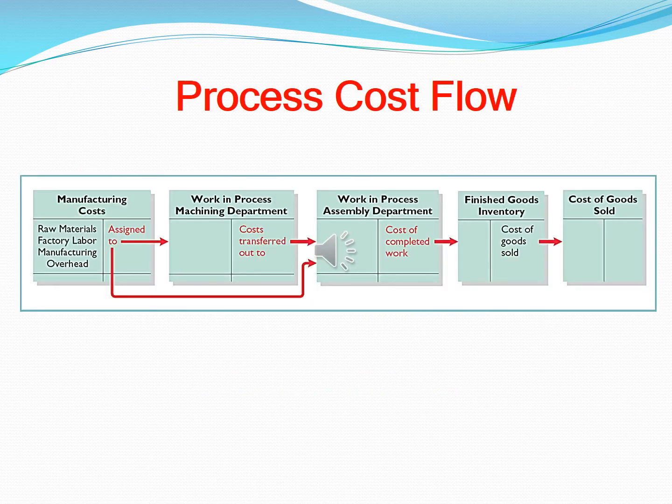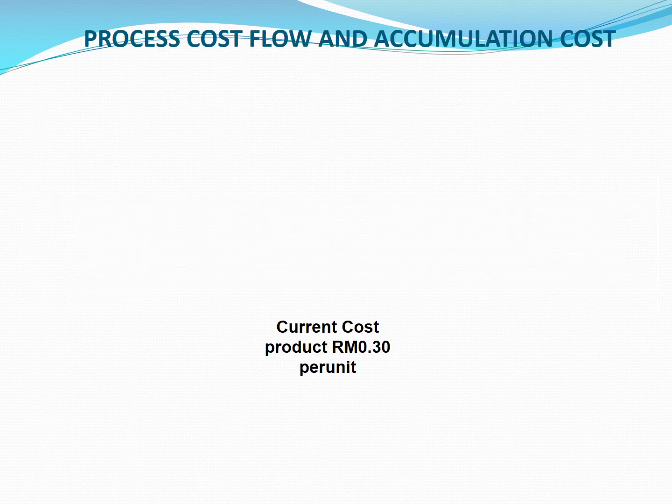This slide shows the process cost flow. The raw materials and labor hours, manufacturing cost will be debited in the manufacturing account. When it's assigned, it will be transferred to work in process 1, completed. Then it will be transferred to work in process 2, completed. Then it will be transferred as finished goods, and finally transferred to cost of goods sold.